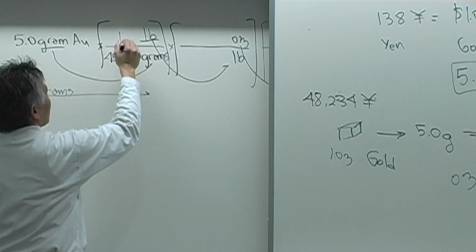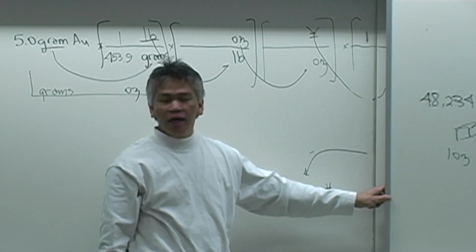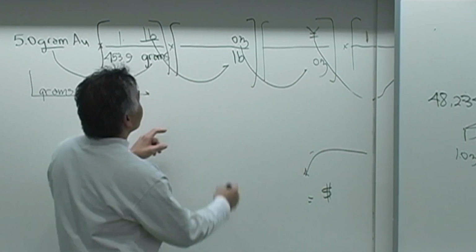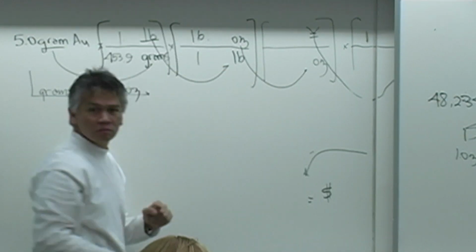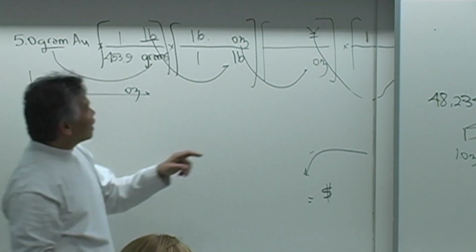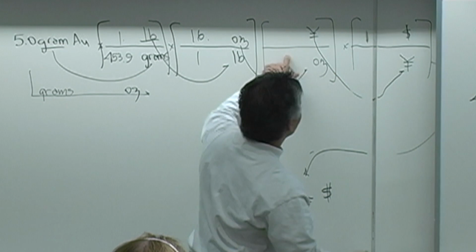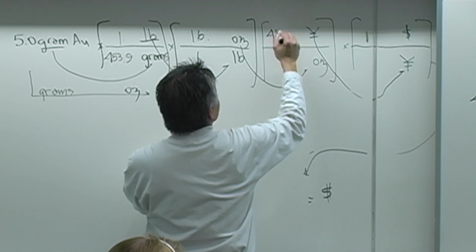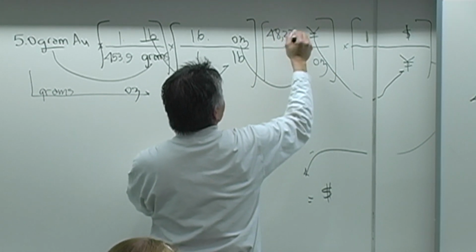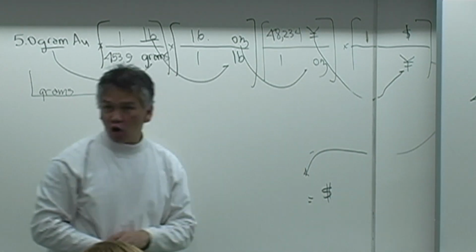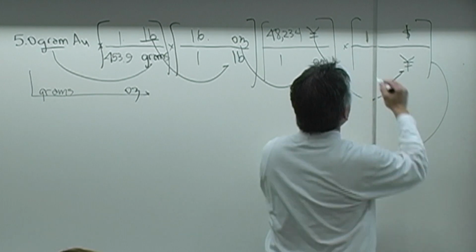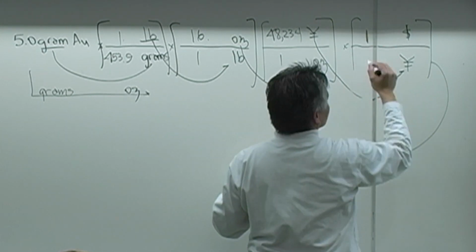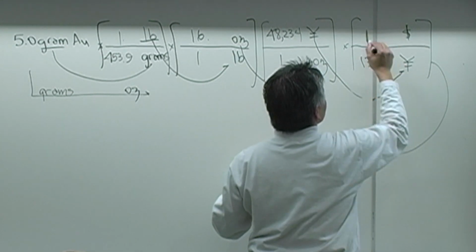453.9 grams is 1 pound. Okay? We know that there are 16 ounces in 1 pound. We know that there are 48,234 yen in 1 ounce of gold. And finally, we know that there are 138 yen in $1.